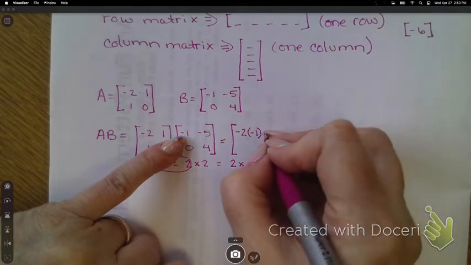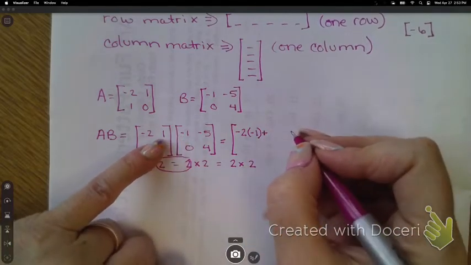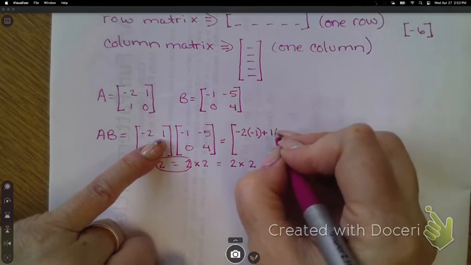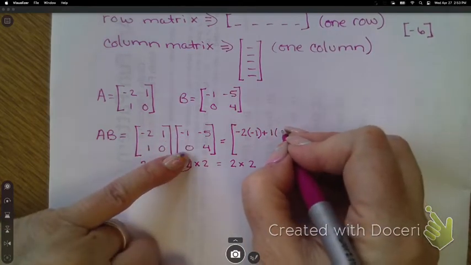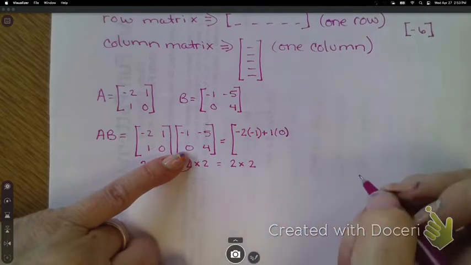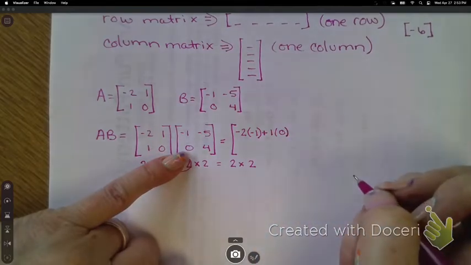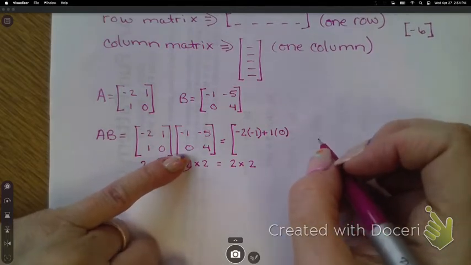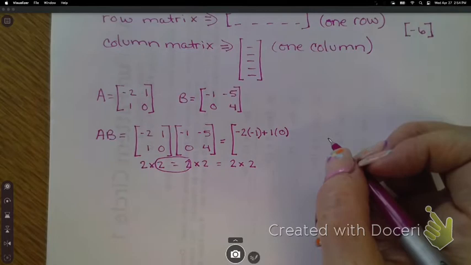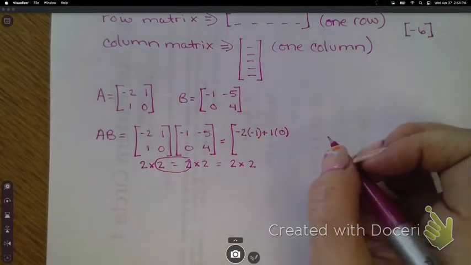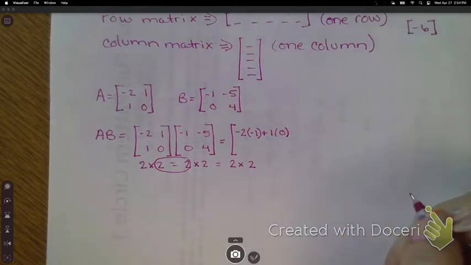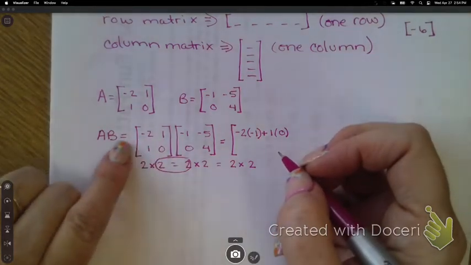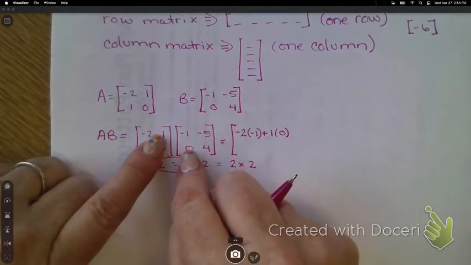Plus the second thing in the first row times the second thing in the first column. Okay, so now we still have to do, think of it like distributing. I have to multiply everything by everything else. Make sense? The 1 is right here. We're doing first row times first column.